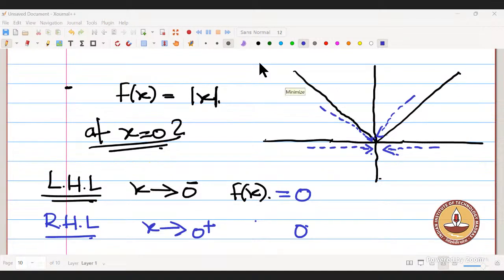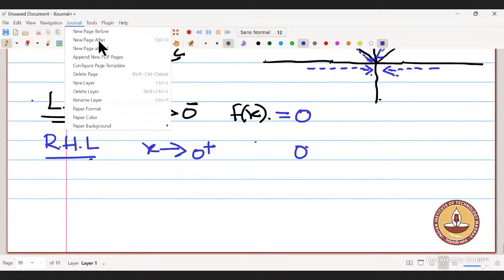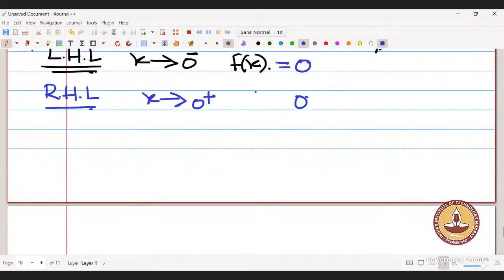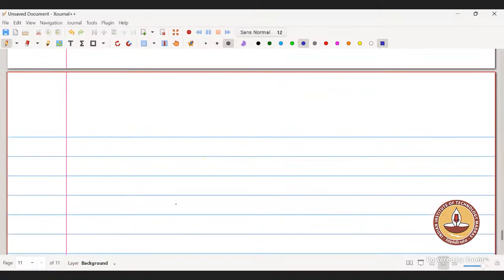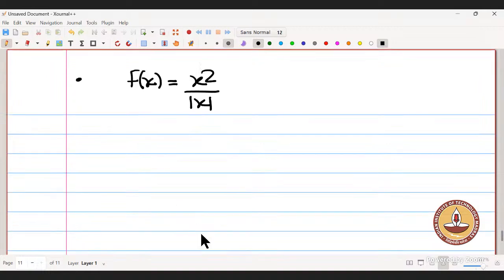Anything else? Yes, sir. Activity question 7.5, question number 6. It's a question related to this topic. Okay, so let me do it completely. So what is your function? x square by mod x. Okay, so this is your function.